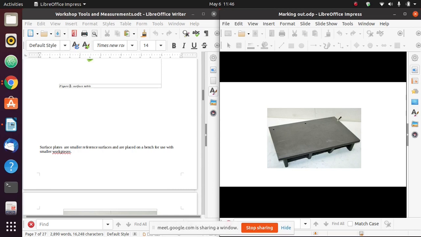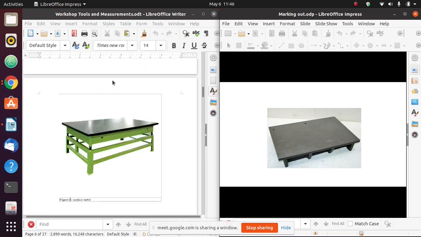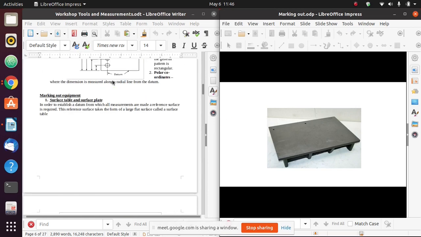So it tests the trueness of the flat surface of our workpiece, and then once we have tested the trueness of the surface, then we can establish a datum on our workpiece.